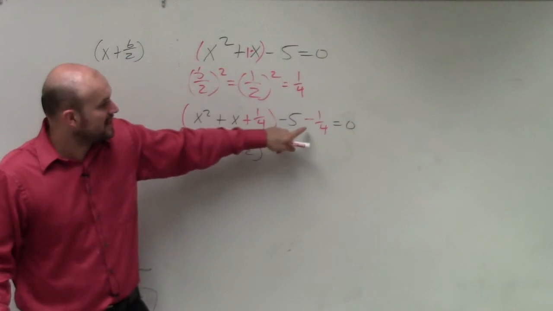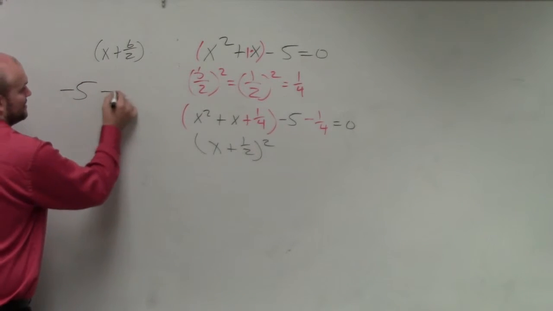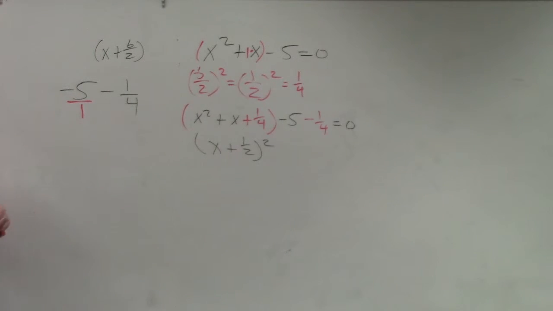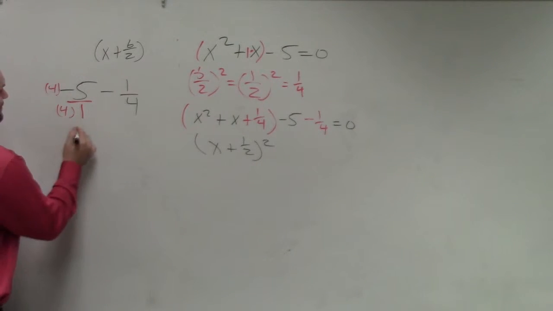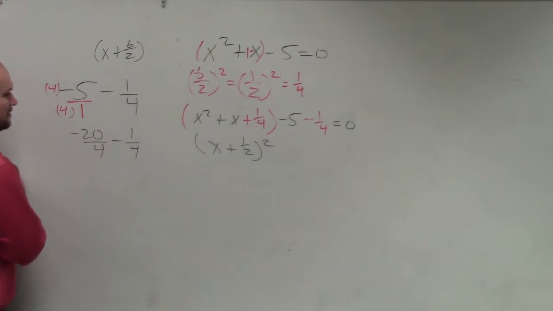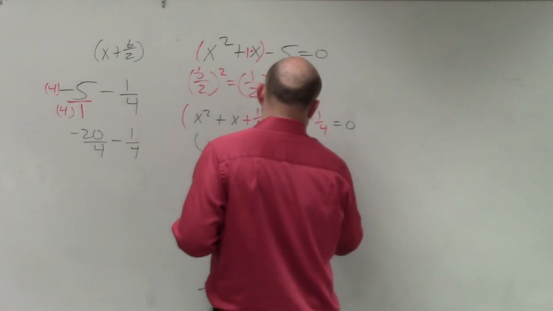Now, I do have to subtract: -5 minus 1/4. For some of you, that might be a little bit difficult. So just remember, when you're subtracting fractions, or subtracting a whole number from a fraction, rewrite your whole number as a fraction. Then you need to multiply to get common denominators. So therefore, you'd have -20 over 4 minus 1 over 4. Well, that's going to give you -21 over 4.